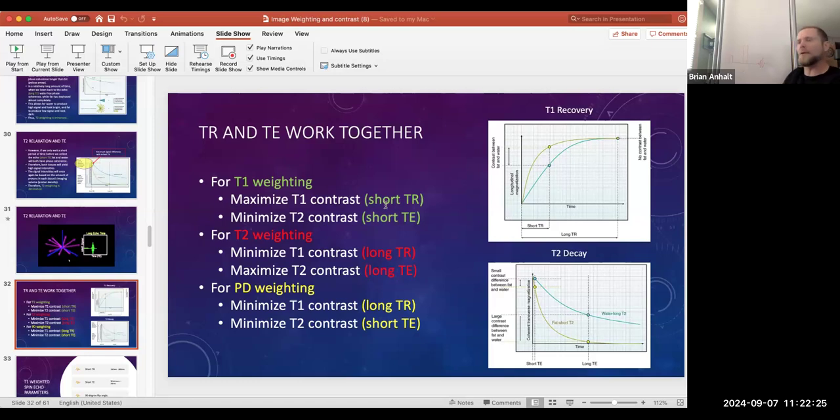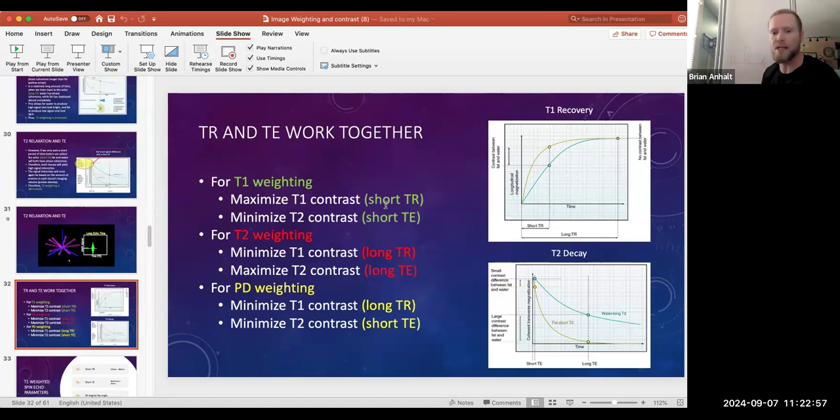Because remember, both of them are happening independently, but at the same time, at different rates. So let's say we excited once, we have recovery, we excite again, right? We want to listen back right away before this starts to decay. Because if we start getting decay in the transverse plane, we're gonna have no signal and no contrast again. So for a T1 weighted image, we want to have a short TR, and then we want to listen back right away, or a short TE.